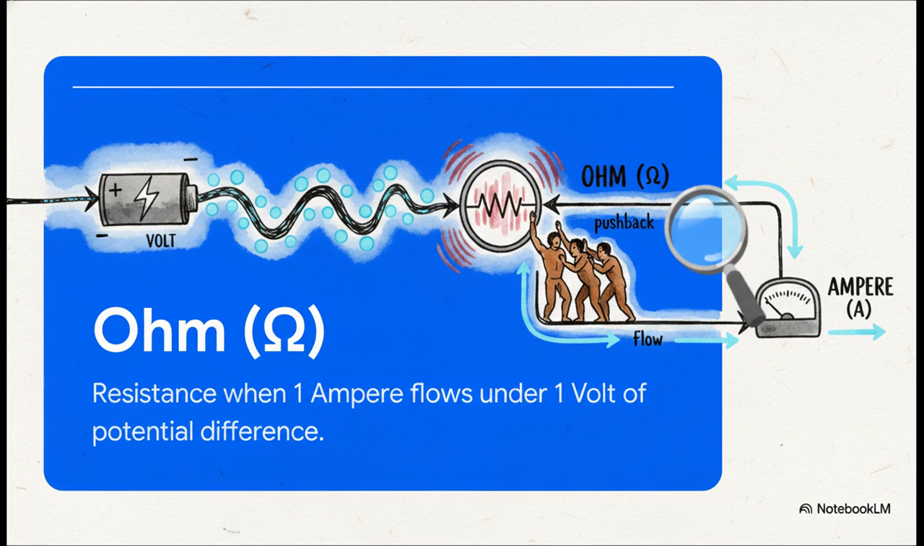Now, this is absolutely crucial. See how these 3 foundational units perfectly lock together. 1 ohm of resistance is perfectly defined as the exact amount of obstruction that exists if exactly 1 ampere of current flows while 1 volt of potential difference is actively pushing it. So there we have it, the big 3 of electricity: the push, which is volts, the flow, which is amperes, and the pushback, which is ohms.